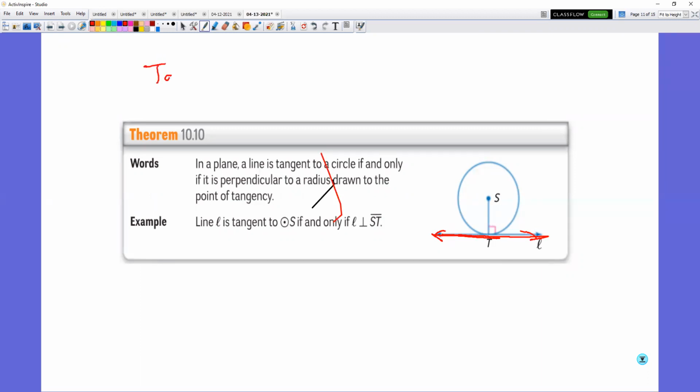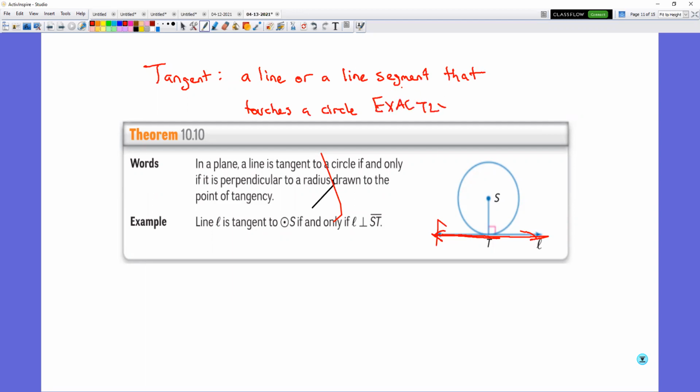Okay, so let's remember that. Let's go and write that down. So remember, a tangent is a line or a line segment that touches a circle exactly once. Some of y'all may be aware of that already, but I just want to make sure everybody's clear about that. It does not go through the circle at all, it just hits it exactly once.